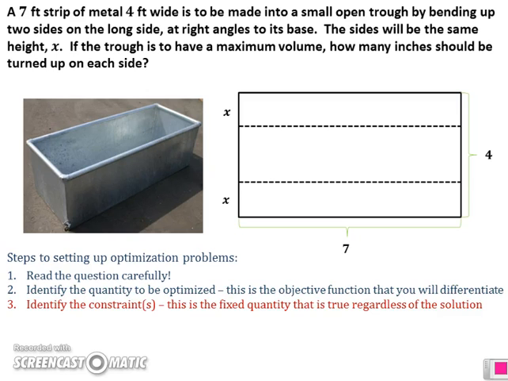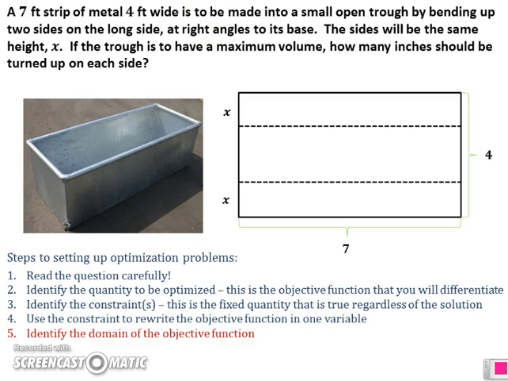And then the constraints, this is the fixed quantity that's true regardless of the solution. And then we use the constraint to rewrite the objective function in one variable. So a lot of times you're given a lot of information and you end up with more than one variable, and you don't want to differentiate an equation with more than one variable because then you end up having to use product rule with 2 variables and it gets really ugly. You can't really do it. So you want to use what you're given. You usually have a substitution situation where you need to use another equation to plug it into the equation you're going to use the derivative on, just so you can make it one variable.